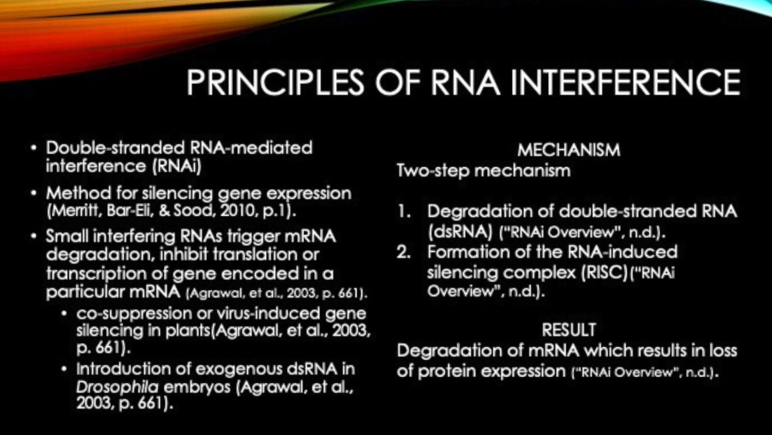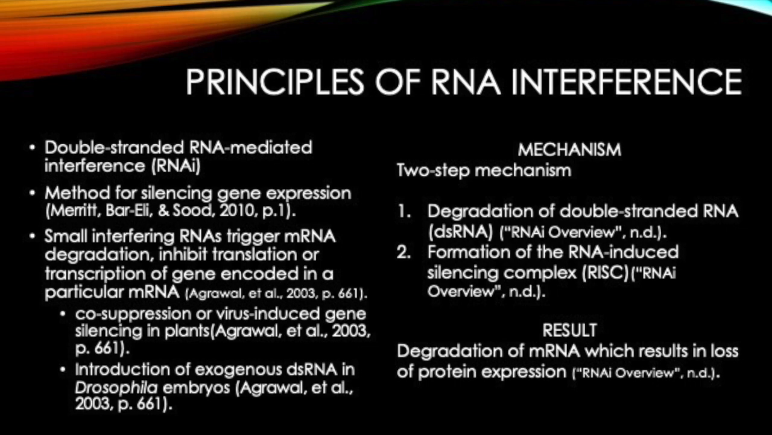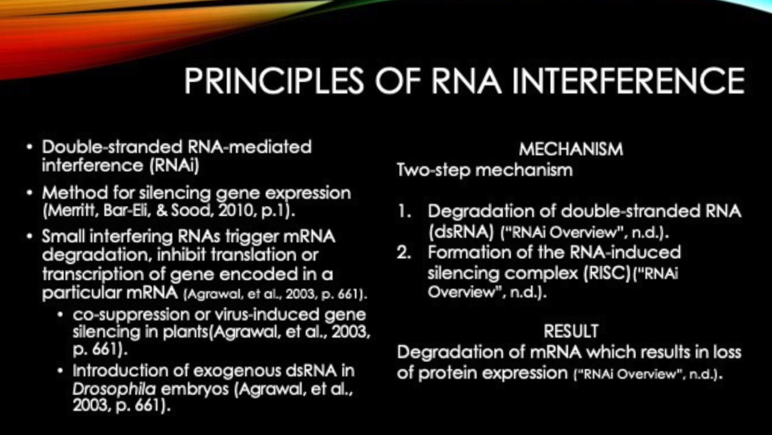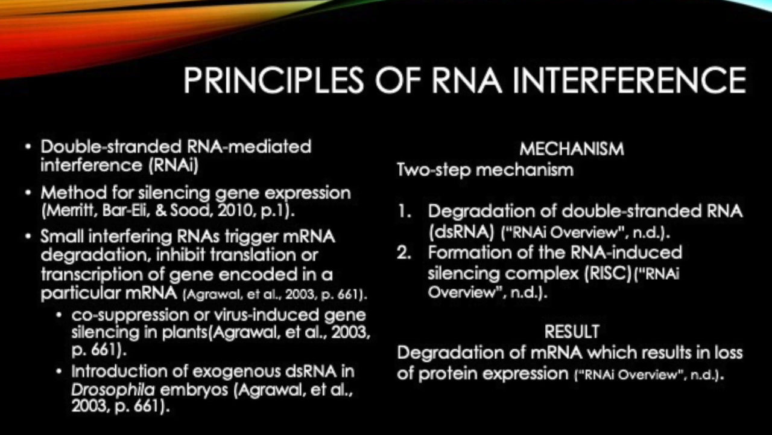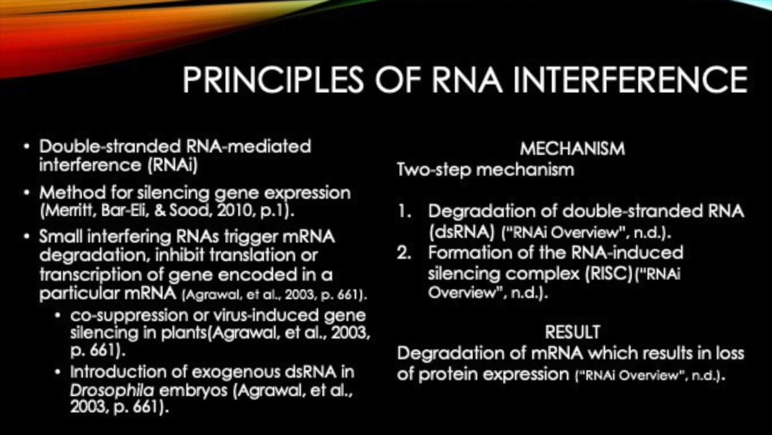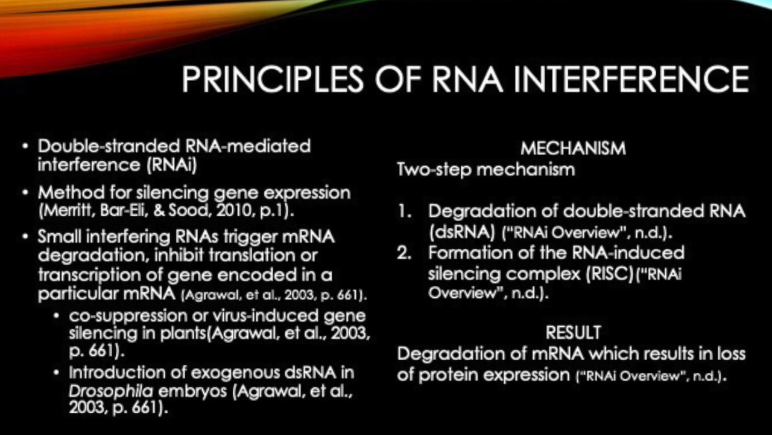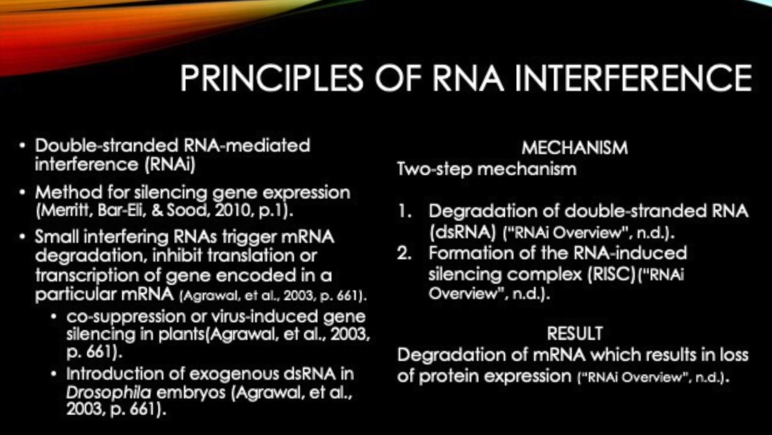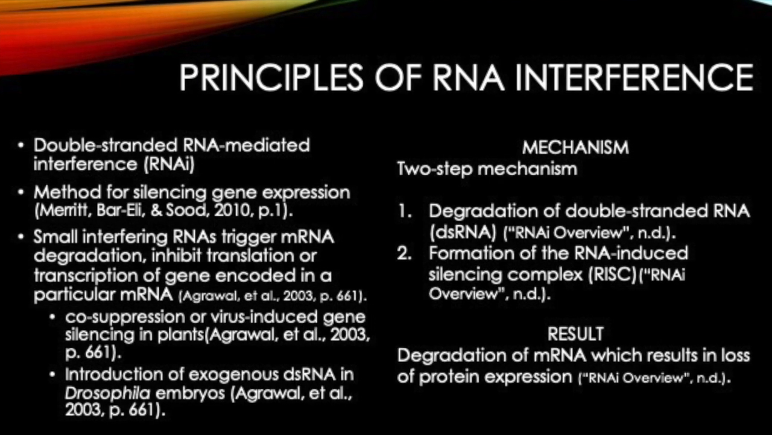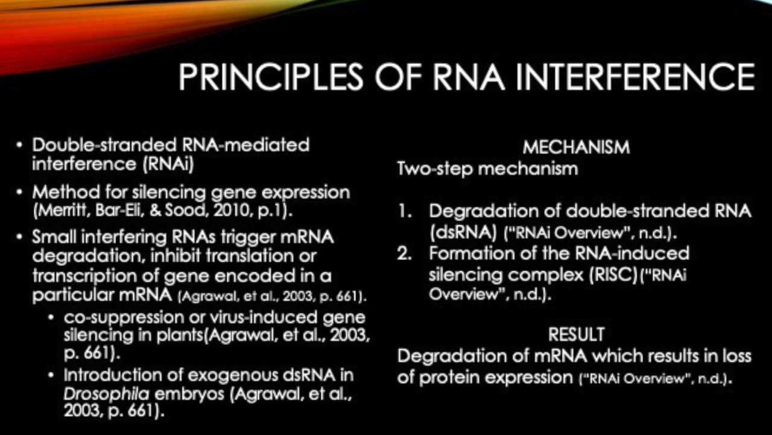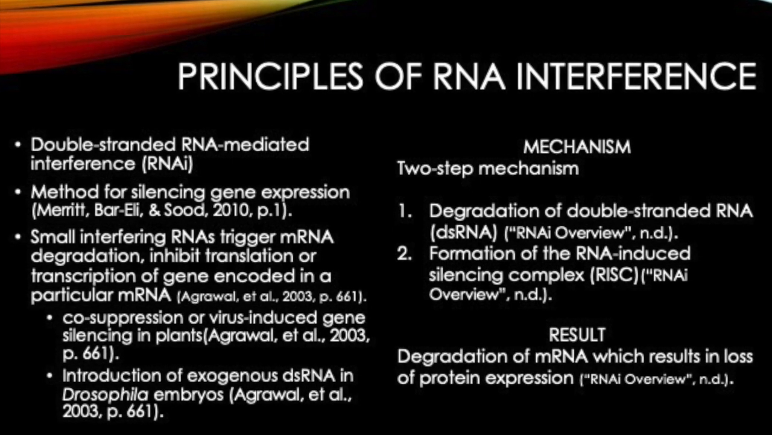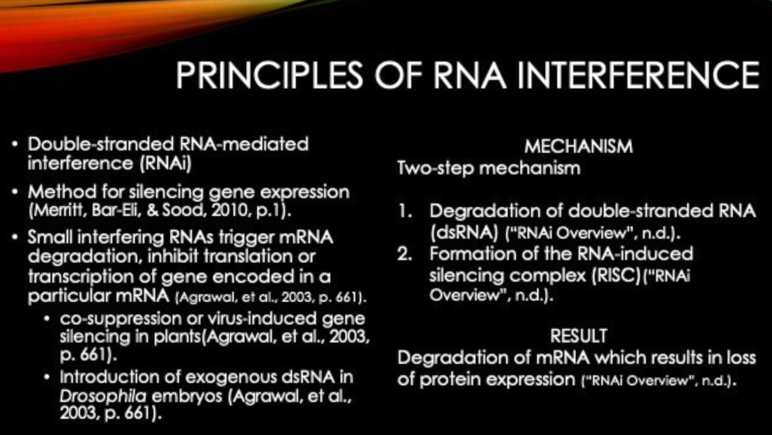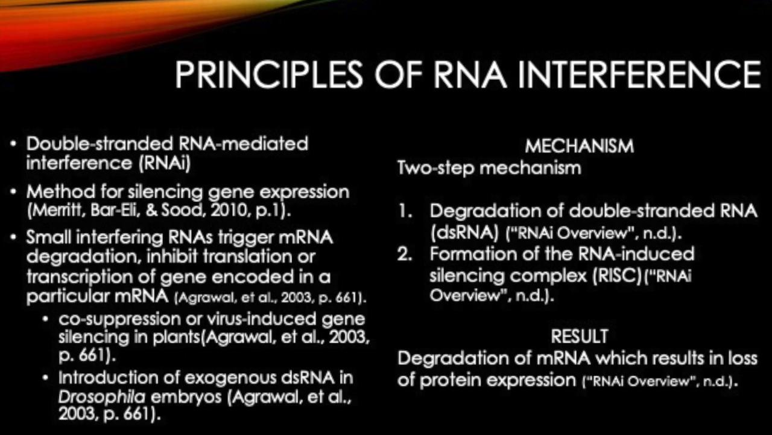So these small interfering RNAs were first detected in plants that were undergoing either co-suppression or virus-induced gene silencing, and these small interfering RNAs were not detectable in control plants that were not silenced. Then, small interfering RNAs were also detected in Drosophila tissue cultures in which RNA interference was induced by the introduction of long, exogenous, double-stranded RNA.